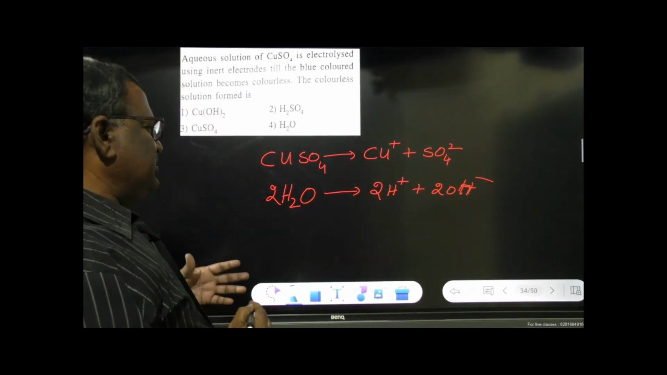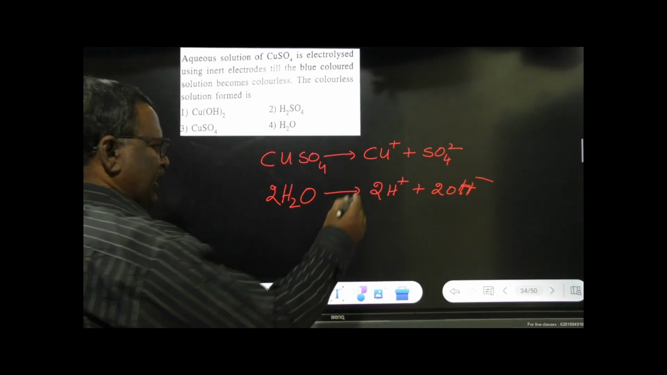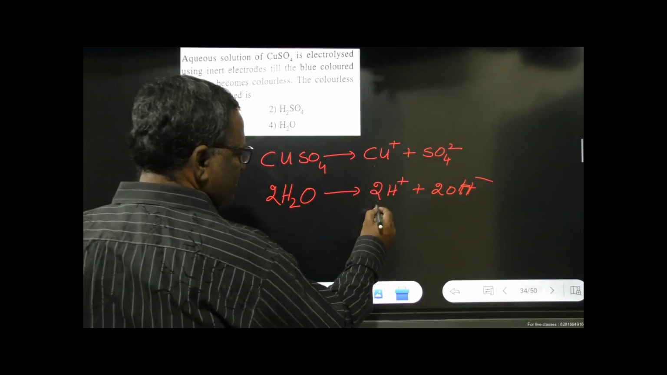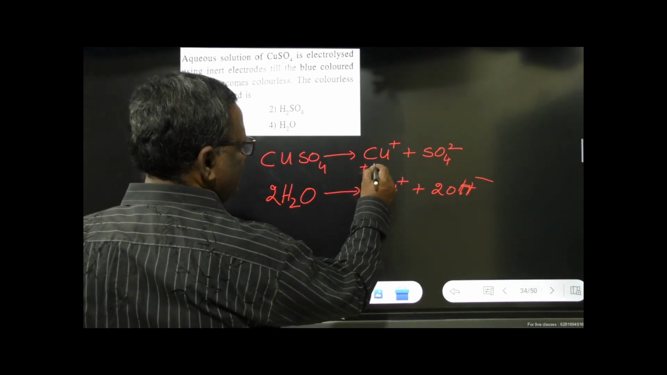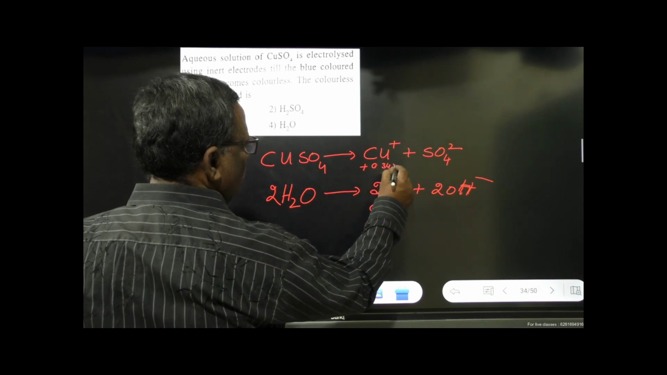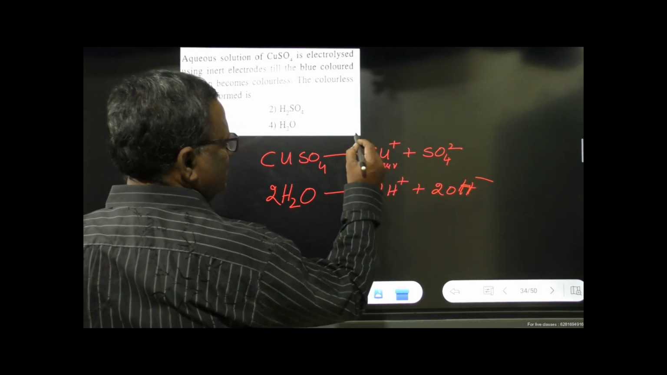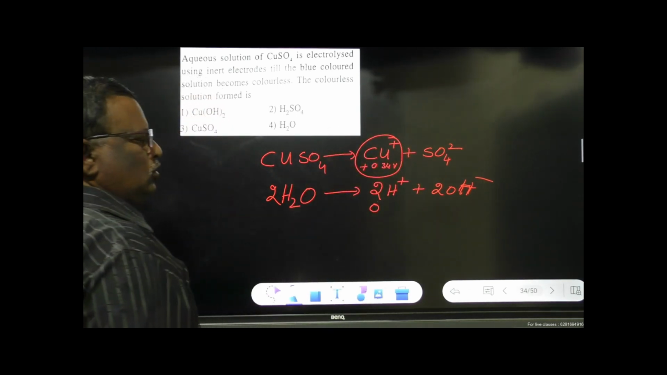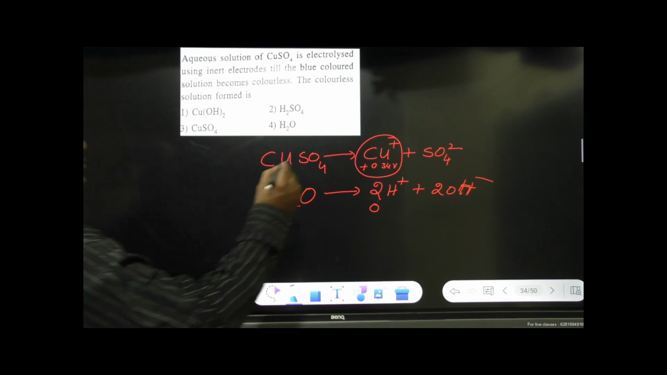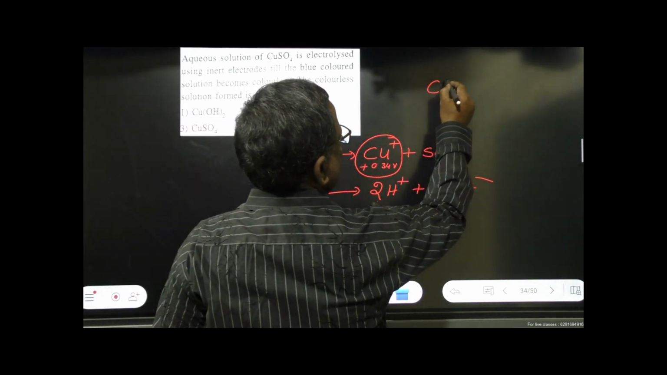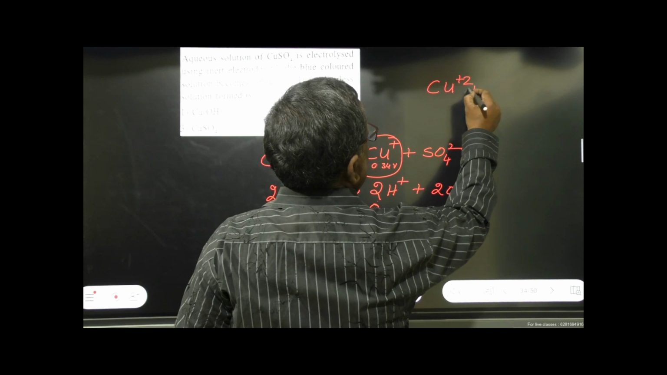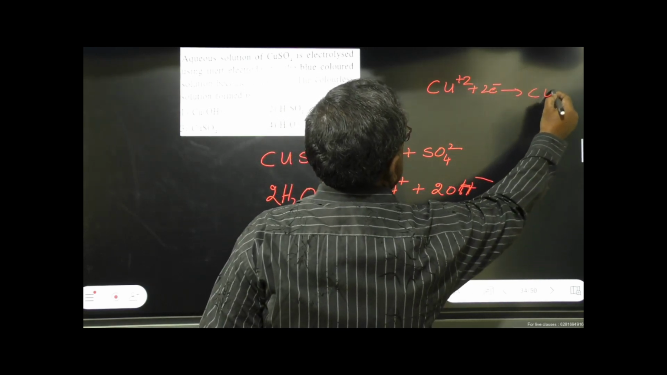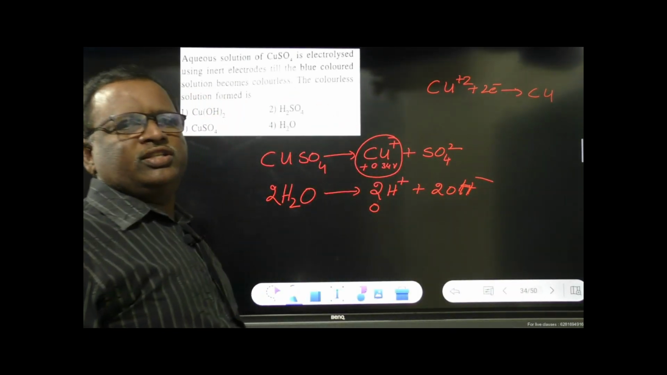Now during this electrolysis, out of copper and hydrogen, the reduction potential of hydrogen is 0, whereas copper is plus 0.34 volts. Since its reduction potential is more, copper will discharge at cathode. That means Cu plus 2 plus 2e minus gives Cu.